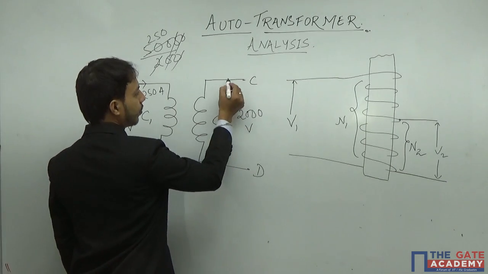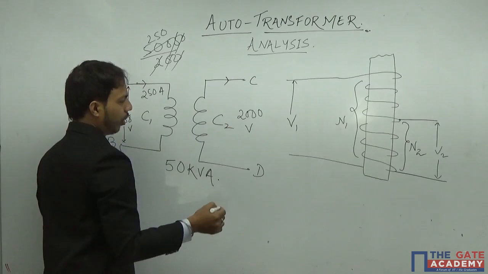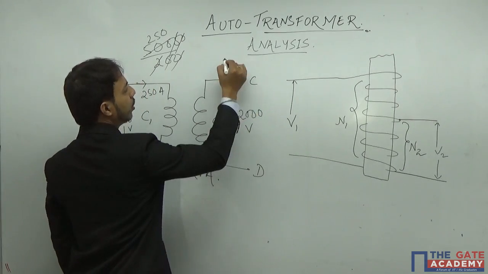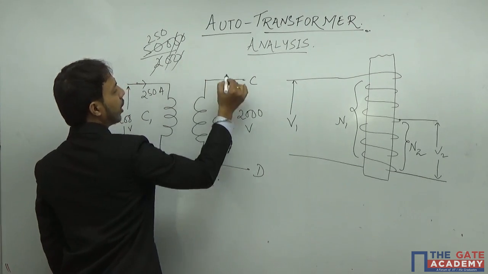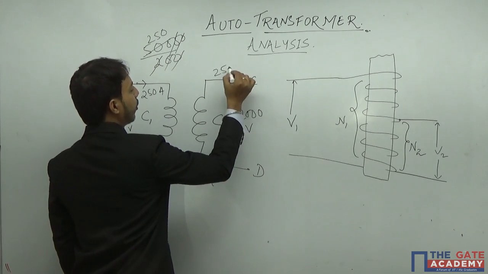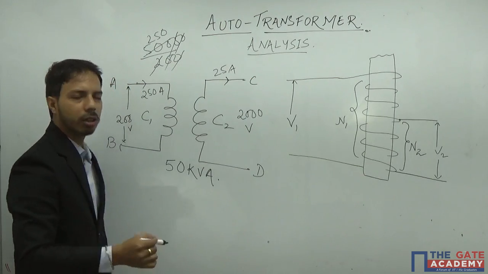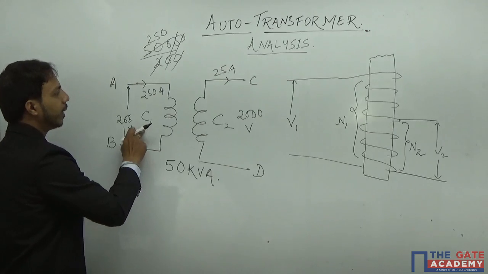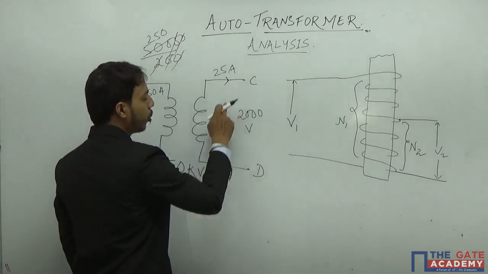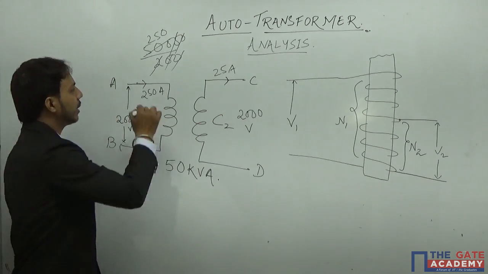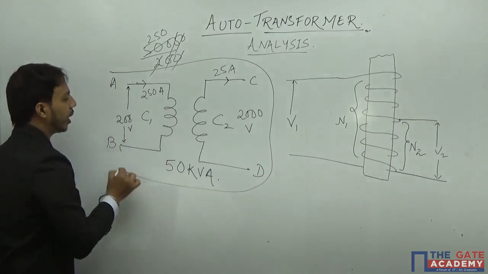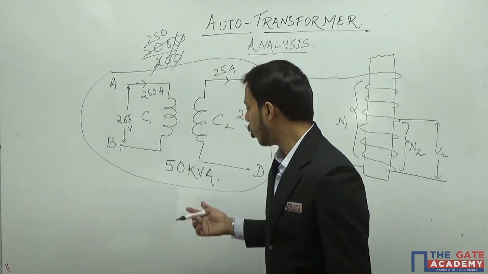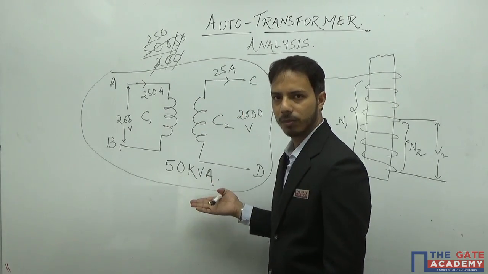Similarly here, the same thing, I have 2000 volts output here. So that means 50,000 divided by 2000, I will have 25 amp current in this coil 2. So the rating of coil 1 is 250 ampere, the rating of coil 2 is 25 ampere. Now this is a two-winding transformer whose output rating is 50 kVA.